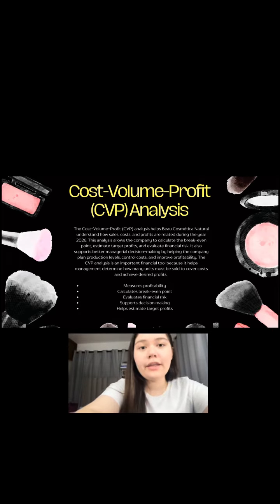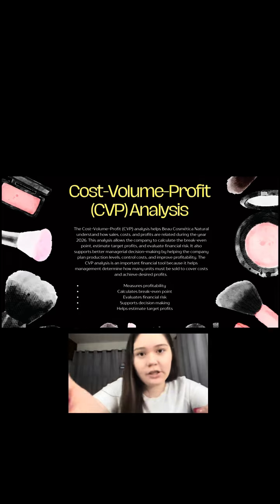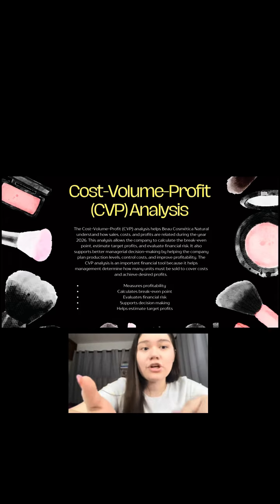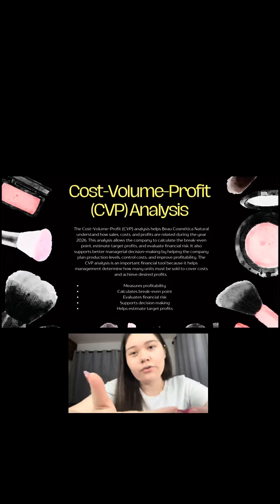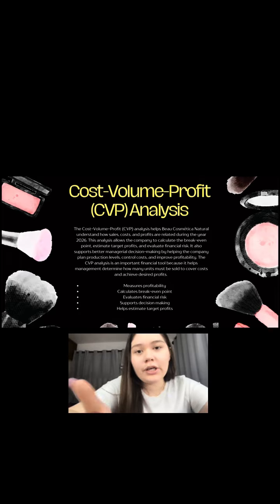Okay, so the next slide that I will be explaining is the cost-volume-profit analysis. This analysis, or CVP as you may know, helps the company to understand the relationship between the sales, the cost, and the profits during 2026, this year that we launched this company. This analysis is very important, as I said before, because it helps the management calculate the break-even point, estimate target profits, and evaluate financial risk for the market that we are in.